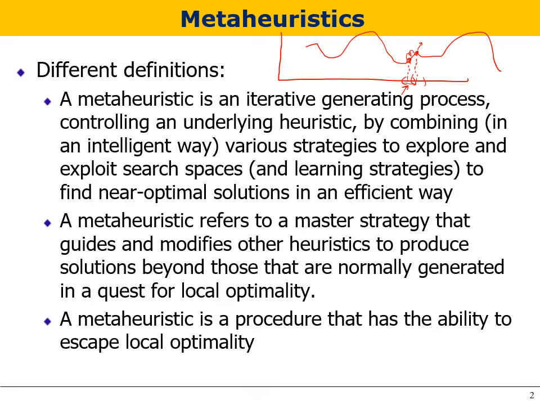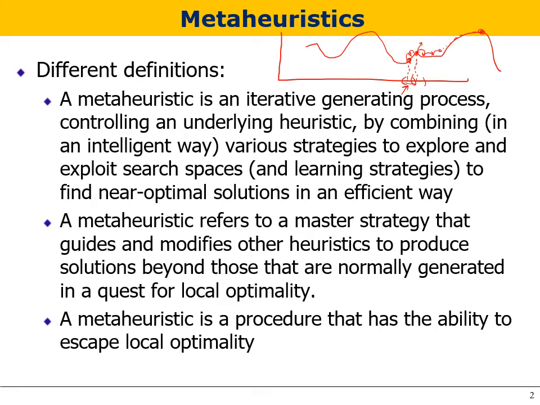But metaheuristic algorithms do not stop. And what does it mean not to stop? It means that you allow a move to a worse neighbor, even if the neighbor is worse, hoping that you can find a better local optimum solution than this one.